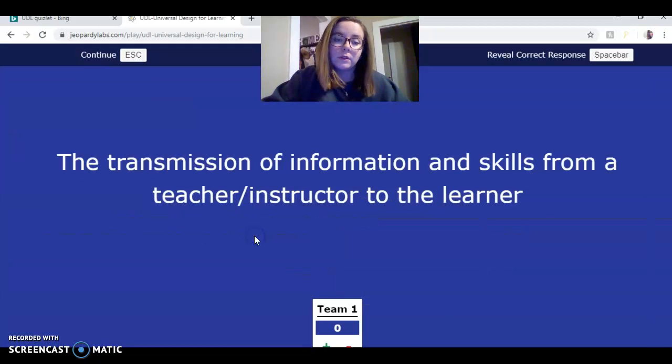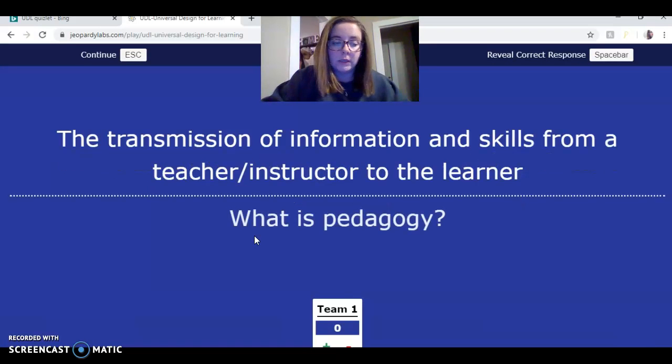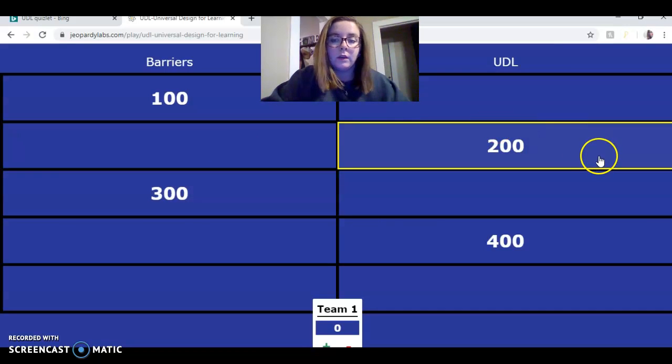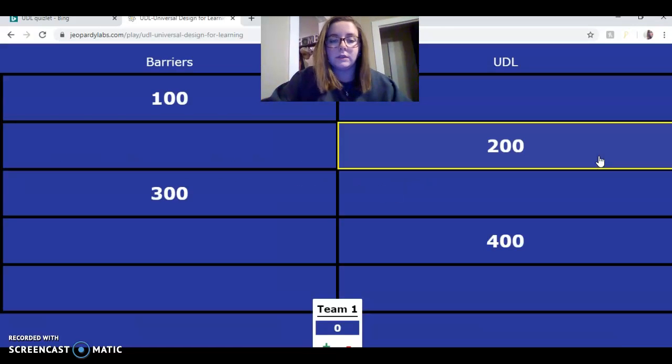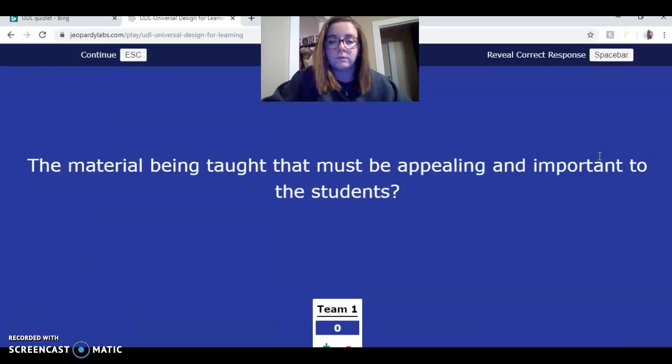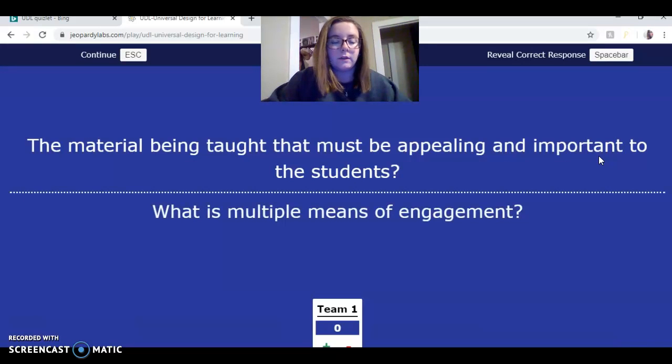Barriers for 400, the transmission of information and skills from a teacher instructor to the learner is pedagogy. UDL for 200, the material being taught that must be appealing and important to the students is the multiple means of engagement.